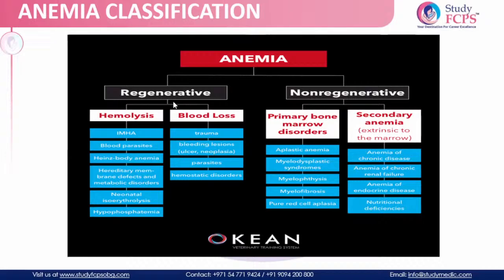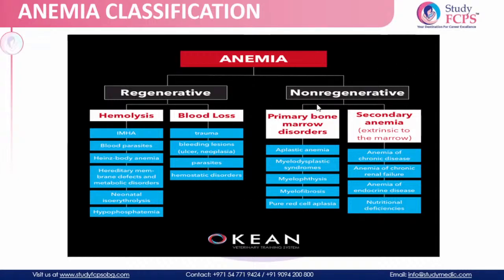That is, the capacity of blood production of the body is normal, but there are other reasons due to which the patient is anemic. And if the reticulocyte count is decreased, it determines that it is non-regenerative type of anemia. That is, the bone marrow itself is not able to generate RBCs. So depending upon reticulocyte count, we divide anemia into regenerative and non-regenerative types. The regenerative type we then divide into hemolysis and blood loss. Hemolysis can be due to multiple causes that we will discuss later, and blood loss can be due to trauma, bleeding lesions, parasites, or hemostatic disorders.